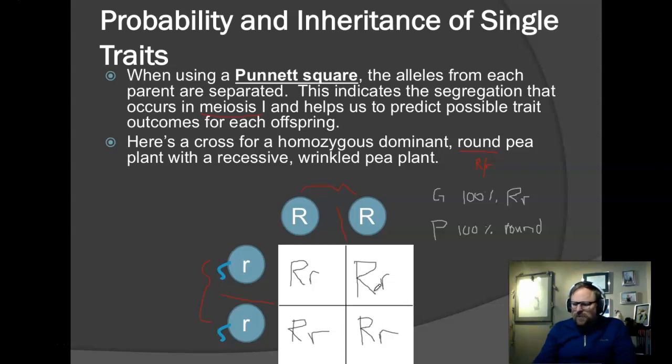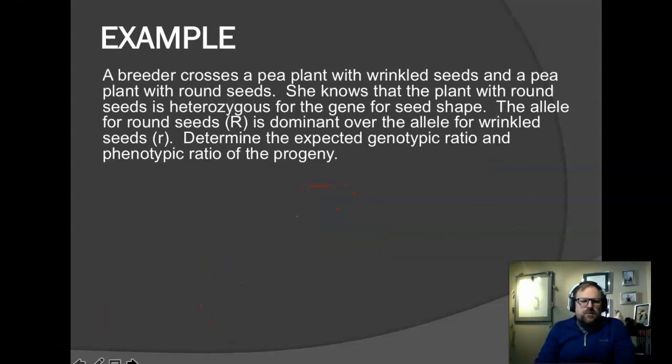So let's get a little more complicated as we move through here. So let's jump to the next slide. I'll do an example. A breeder crosses a pea plant with wrinkled seeds and a pea plant with round seeds. She knows that the plant with round seeds is heterozygous for the gene for seed shape. The allele for round seeds is dominant over the allele for wrinkled seeds. And so we need to figure out the expected genotypic and phenotypic ratios.